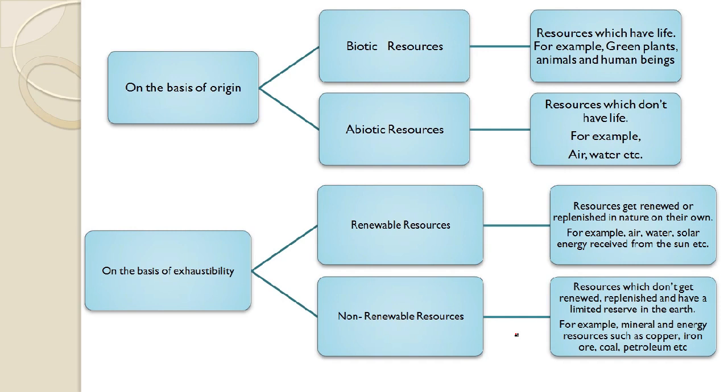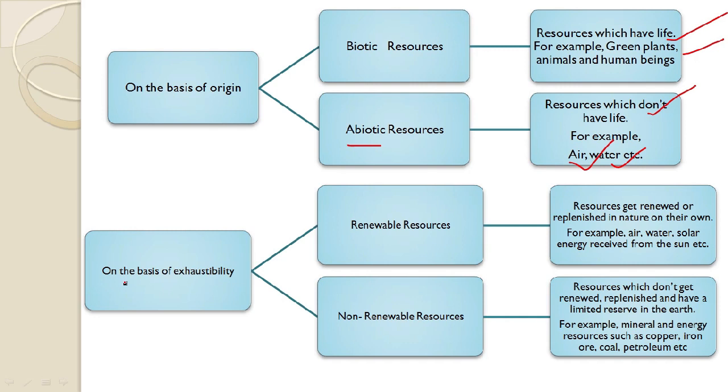Biotic resources are the resources which have life, for example, green plants, animals and human beings. As you see, abiotic resources are completely the opposite of biotic resources. Resources which don't have life, for example, air, water, etc.